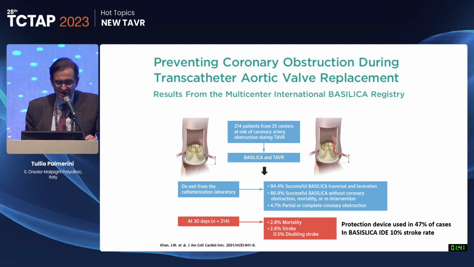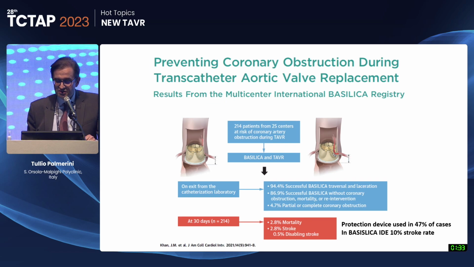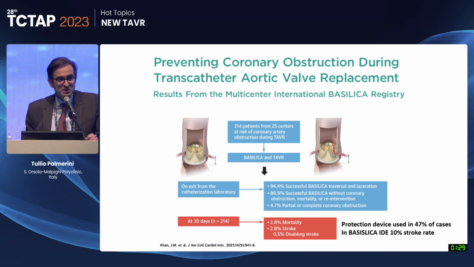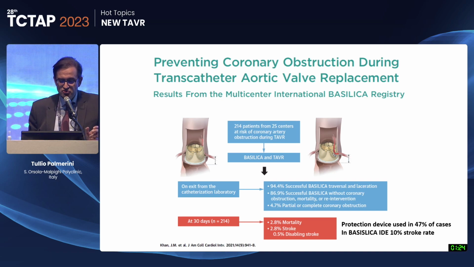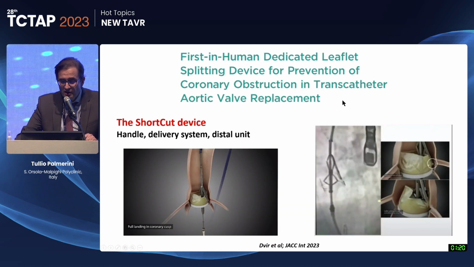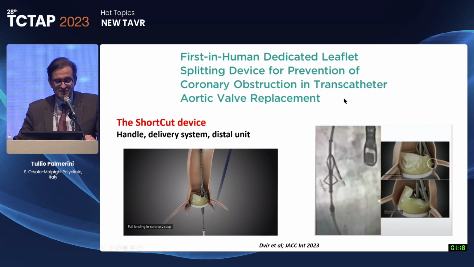But we have to keep in mind that in this registry, protection devices were used in 47% of cases, because in the previous Basilica AIDE registry, the stroke rate was 10%. So probably, if you use Basilica, this is one subgroup of patients in which you should strongly consider using a protective device. And finally, the ShortCut device system.